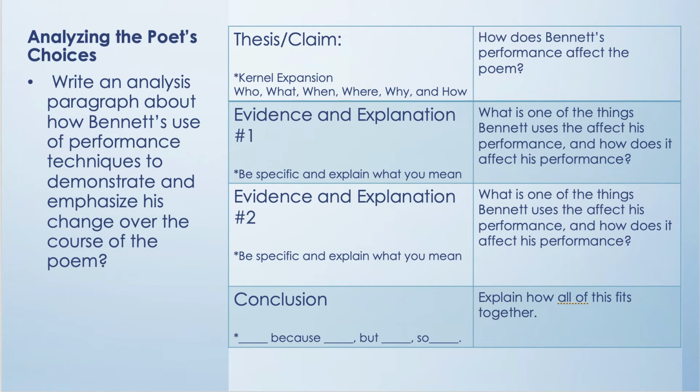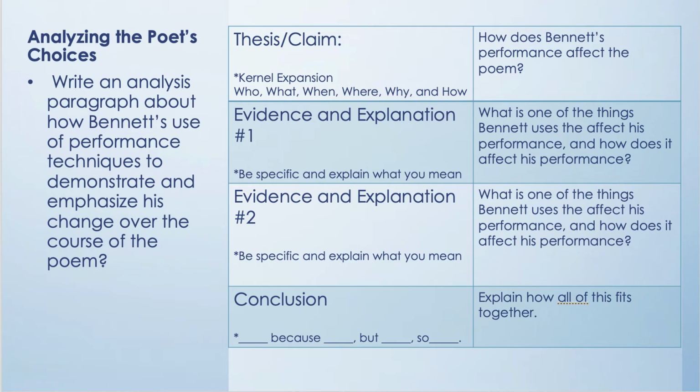Okay, welcome back. So you're going to analyze the poet's word choices. What choices did they make? So you're going to write an analysis paragraph about how Bennett used performance techniques to demonstrate and emphasize his change over the course of the poem. So now you're taking that question you hopefully just gave me a really nice answer for. You're developing that into a nice clear claim, and then you're going to give me a couple pieces of evidence that you elaborate, and then you're going to conclude your paragraph.